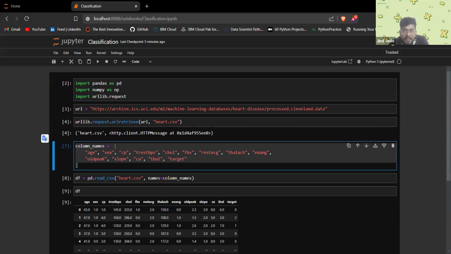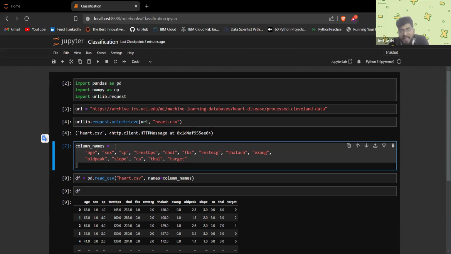Then we have something called CA. CA basically represents the number of major vessels colored by fluoroscopy. It indicates the presence and severity of any disease based on the number of major blood vessels. If a blood vessel is closed or something like that, that may indicate some disease, so it depends on what the result is.